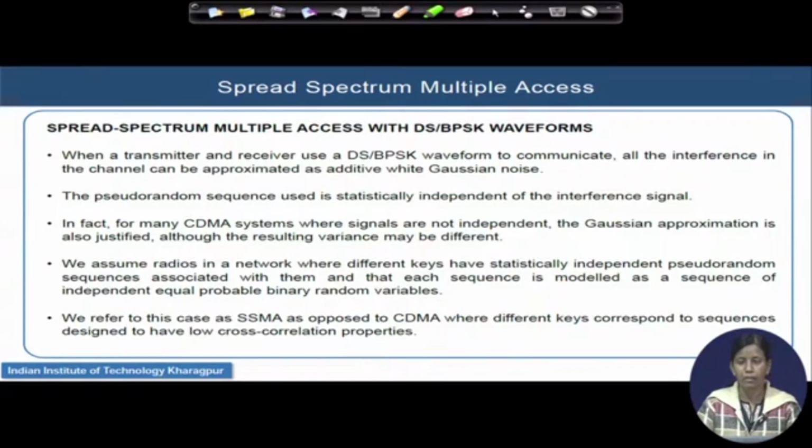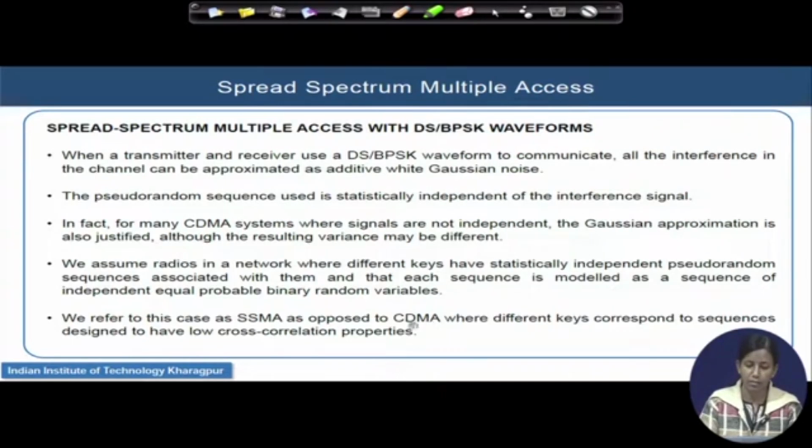The pseudo-random sequences are statistically independent to combat the interfering signal, or reduce the effect of the interference. For many CDMA systems the signals are not perfectly independent. This Gaussian approximation can also be justified if a large number of users are present in a network. We also assume for this analysis that the radios in the network, with different keys, have statistically independent pseudo-random sequences, modeled as sequences of independent equiprobable binary random variables.